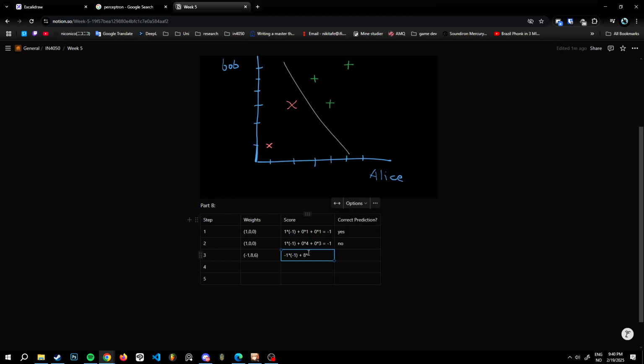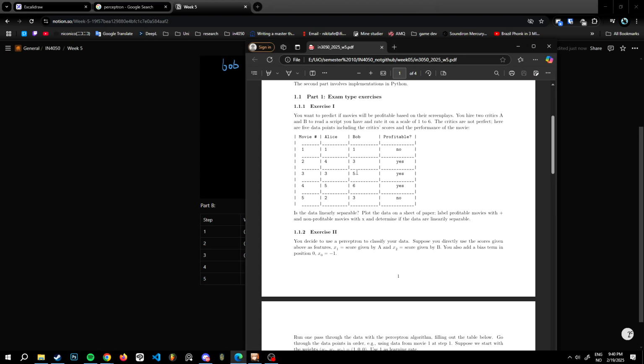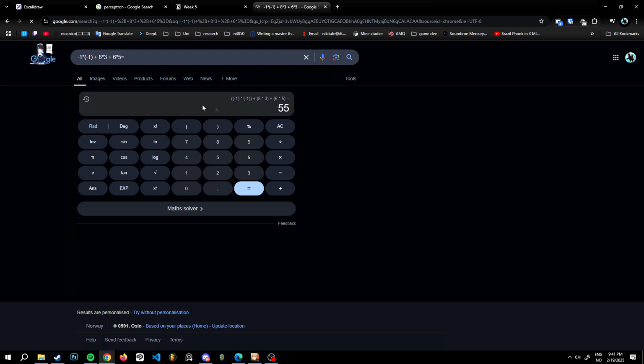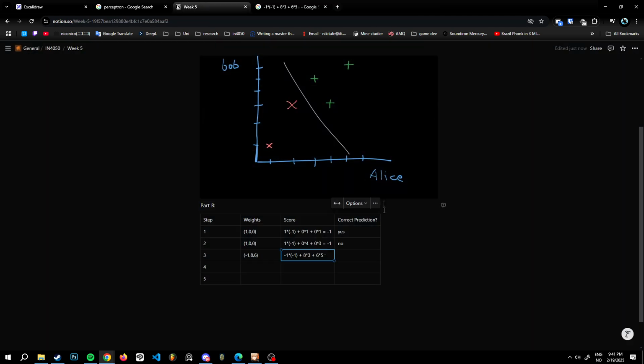So we do Alice first, and then we do the weight, which is 6, and then we do times what Bob rates it, and what Bob rates it, we can check again. Bob rates it as 5. And this requires just a calculator. Actually, you can just put this in here. I'm pretty sure, yeah. So you can see we will get 55 as a result.